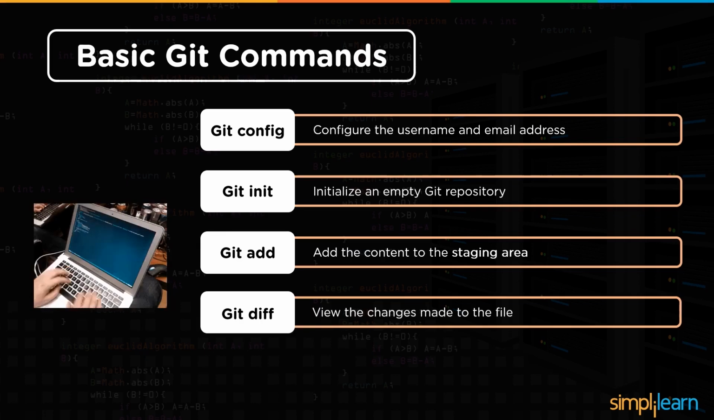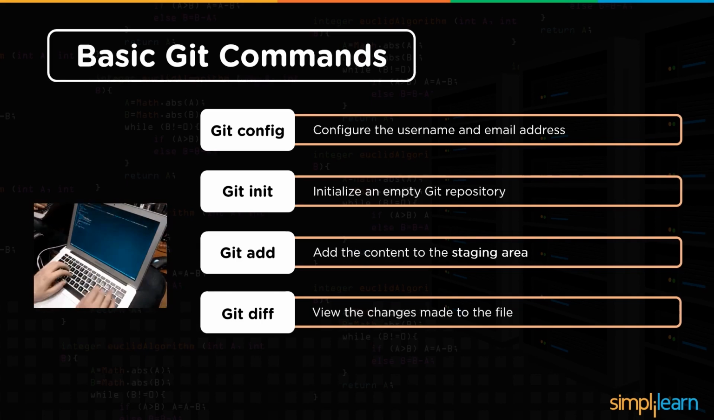Then we have the git diff command. Now the git diff command is used to see the changes made to the files, to see the difference. You can use the git diff command with branches also to see the difference between the 2 branches.